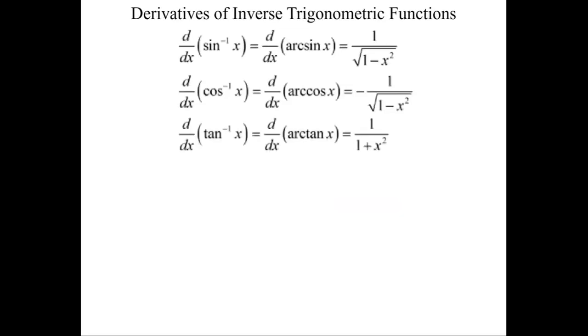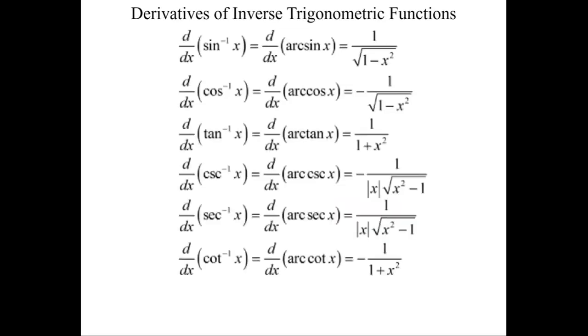Here we have the derivatives of all the inverse trigonometric functions. Notice that the negative sign goes with the co-functions, specifically inverse cosine, cosecant, and cotangent. The inverse trigonometric functions that occur most frequently are inverse sine, cosine, and tangent.